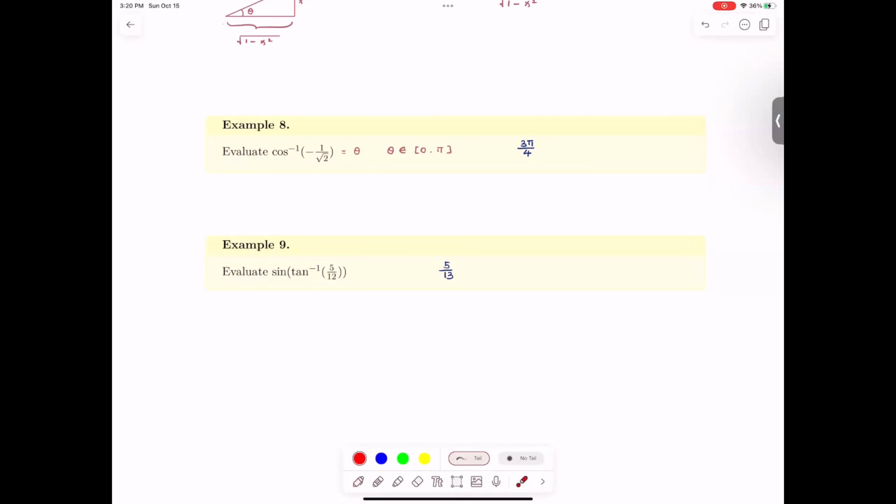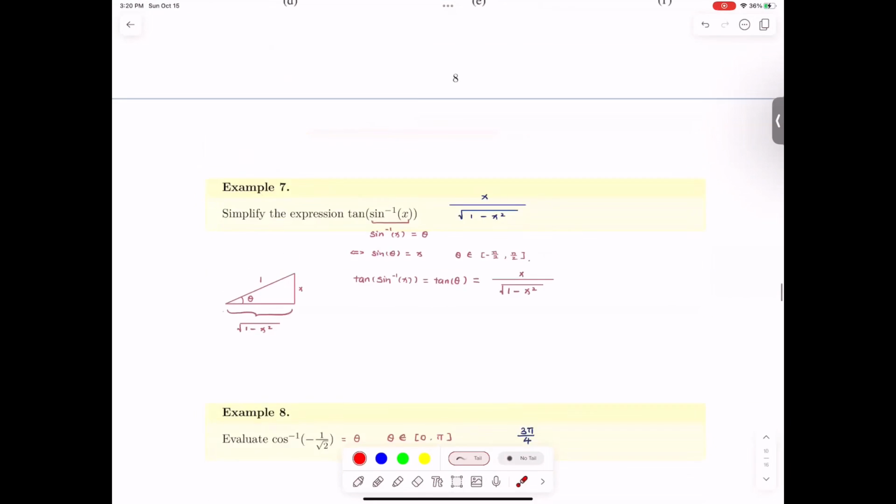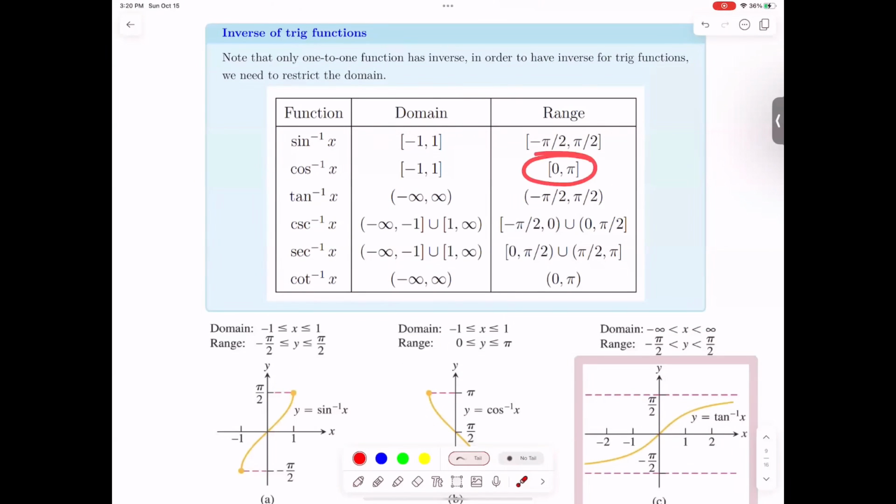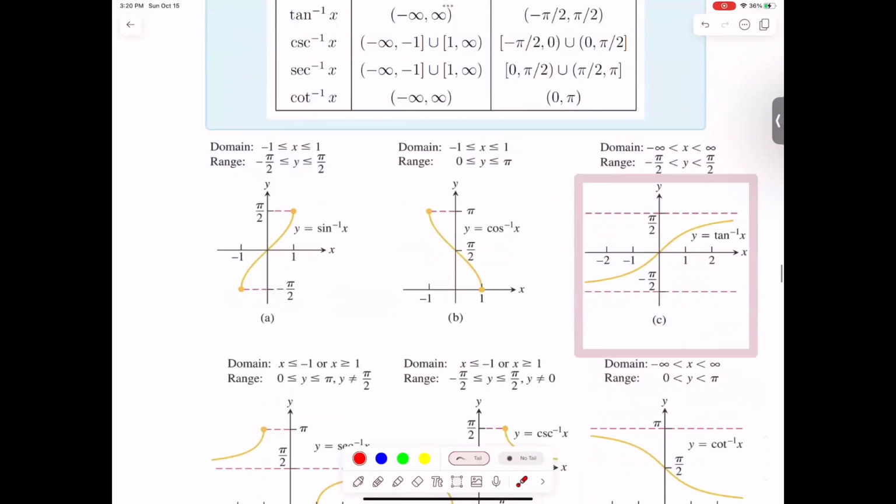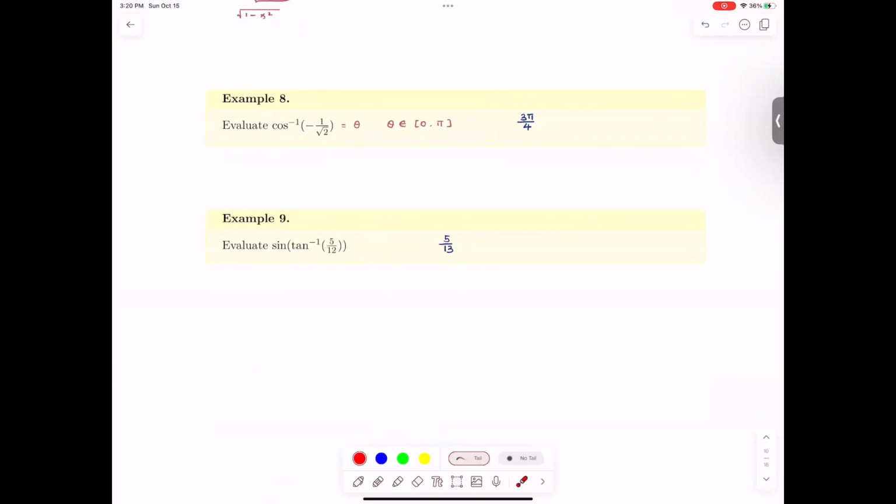This is why negative pi over 4 is the incorrect answer, because this can never be negative. You can only get values from 0 to pi. All other answers are incorrect. Make sense? Because the range of this is 0 to pi. Okay, you cannot get negative numbers. It's impossible. All right, so if you know that, we can draw a special angle again. In this case, it works.